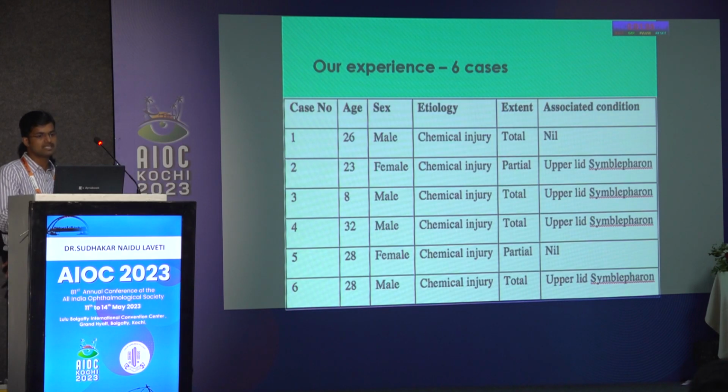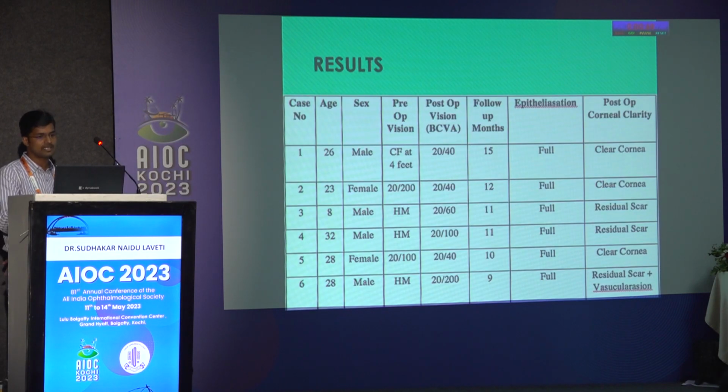This is our experience in 6 cases. All had chemical injury with tuna powder, 5 were adults and 1 a child, 4 cases had total LSCD and 2 had partial LSCD, and 4 cases were associated with upper lid symplepharon, which was managed with symplepharon excision and amniotic membrane transplantation. These are the results of the study.